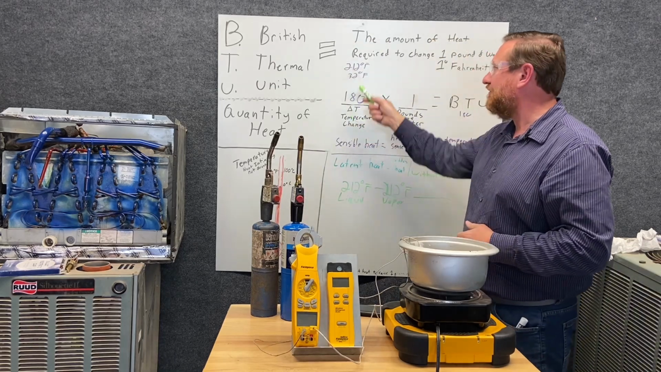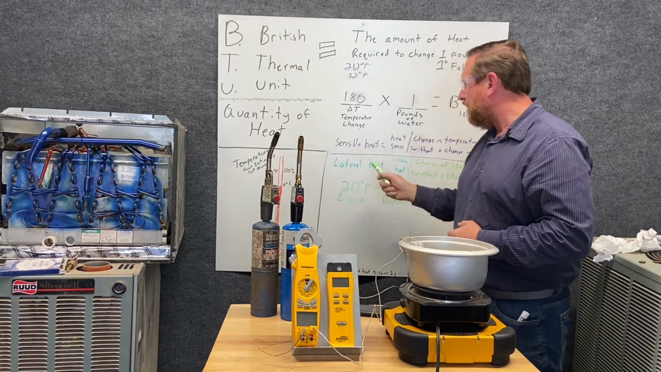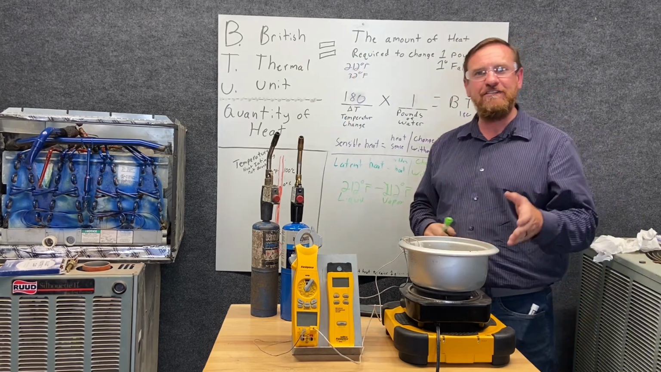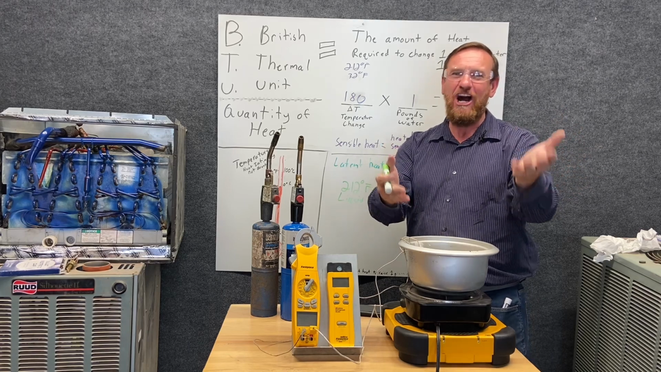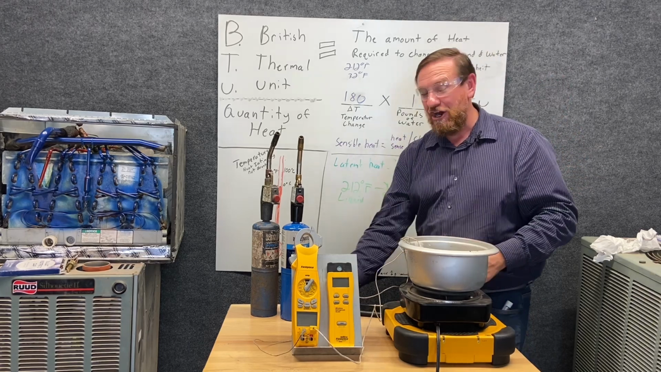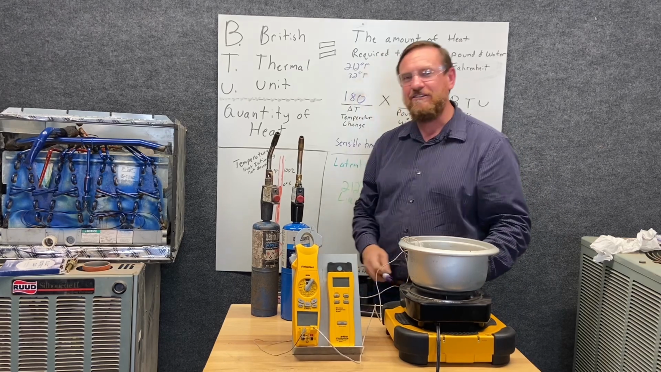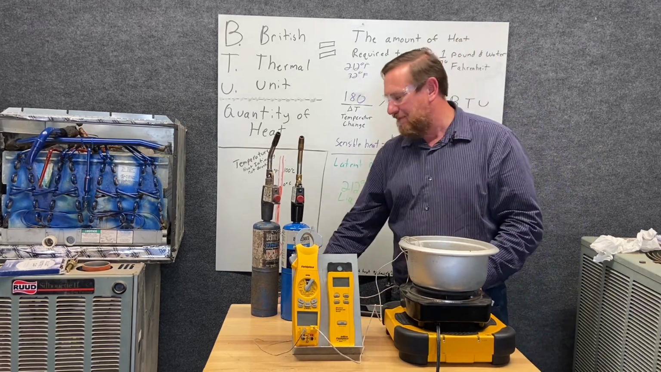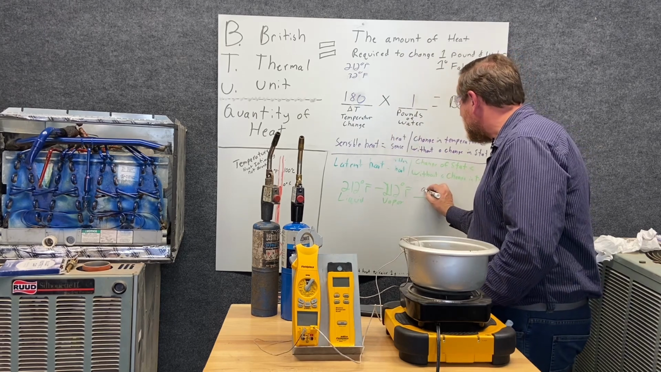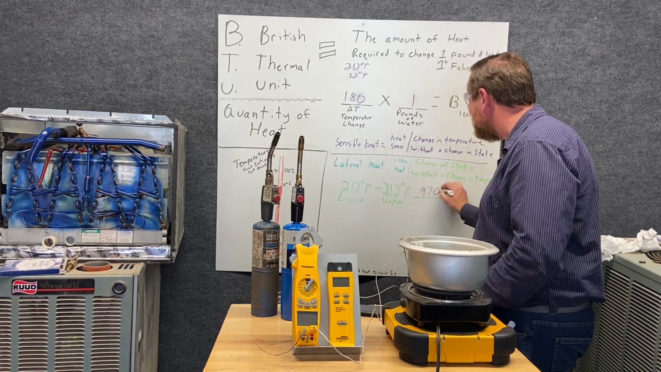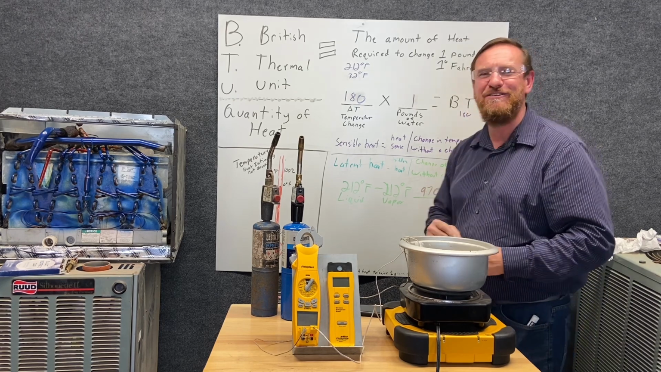It took 180 from 32 to 212. What about 212 to 212? Liquid to vapor. Come on, give me a number. Guess. Is that your final answer? Are you sure that's what it's going to be? Are you 100% positive? Let's look and see what that number would be. That number, drum roll please, is going to be 970 BTUs of heat energy.